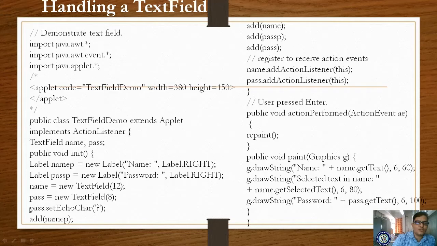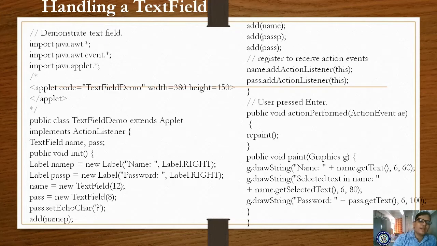Next observe here, pass, the text box object, dot setEchoChar. Whatever you type in this text field control should be displayed in the form of a question mark. You are setting the character with the setEchoChar method, and you are setting the question mark. If you type your name also, it will show question marks.